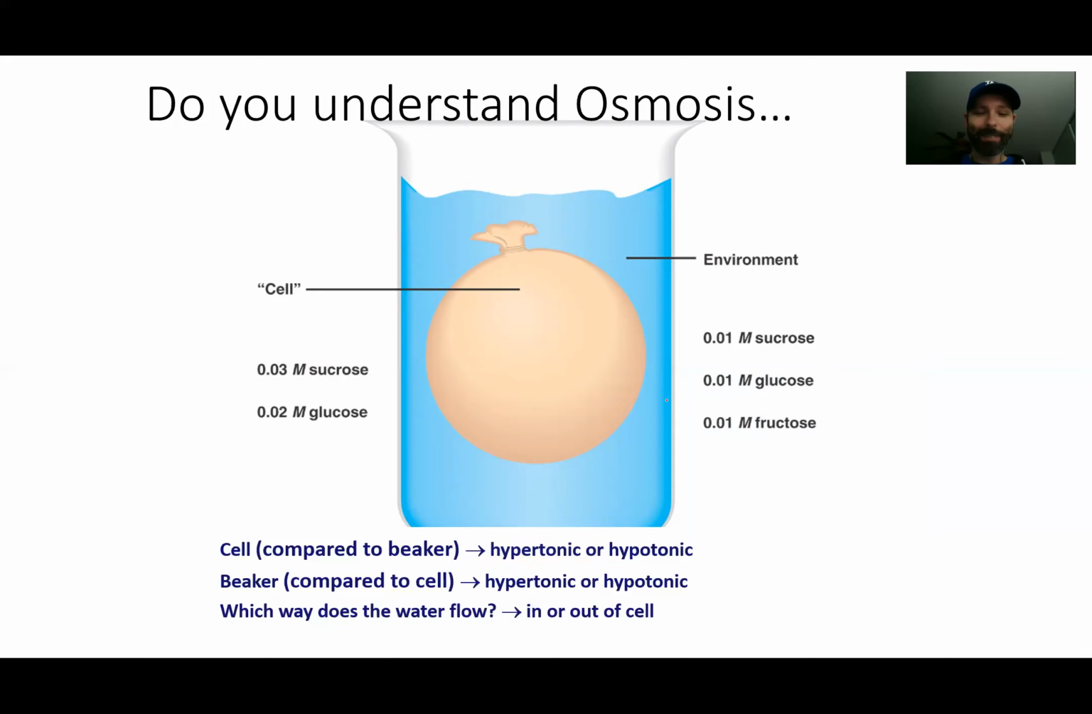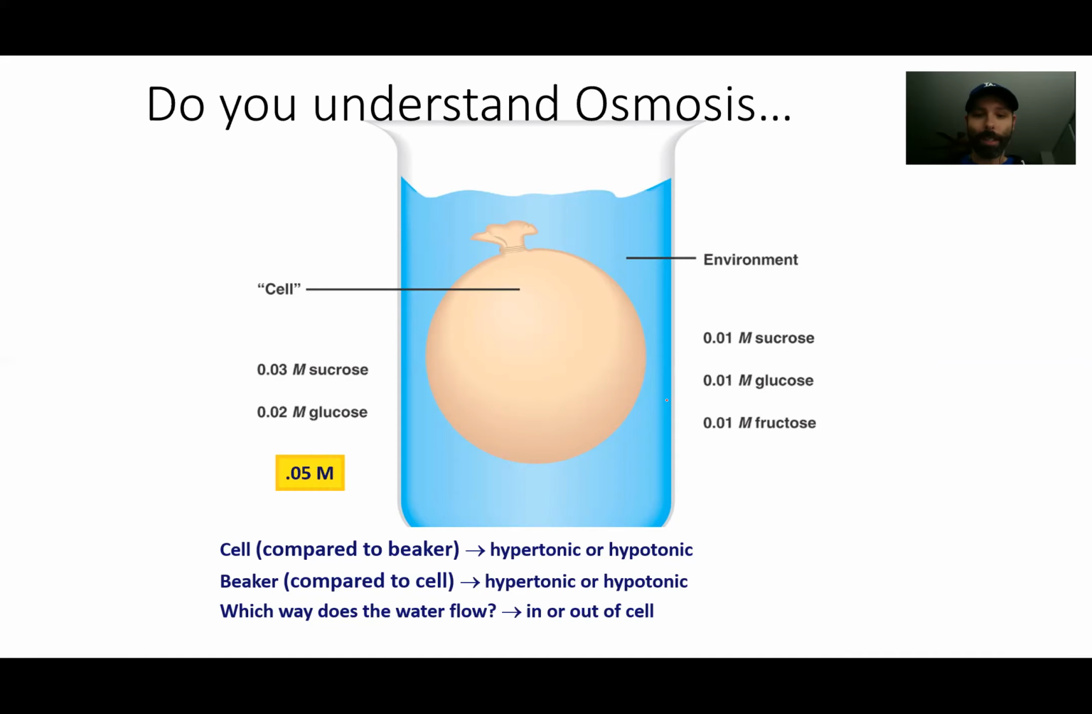But here's something that we would do quite often is we want to know what is going to happen when we have the cell. Where's the water going to go? And so you have your cell, you have your solution outside the cell, and we want to start to look at the concentrations. Now, in this particular example, we're going to assume that the membrane is not permeable to sucrose and glucose and fructose. So only the water can move.